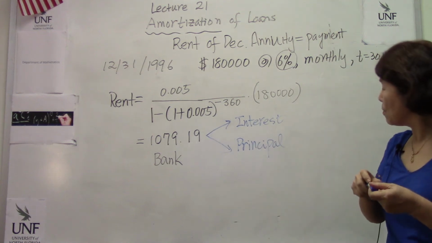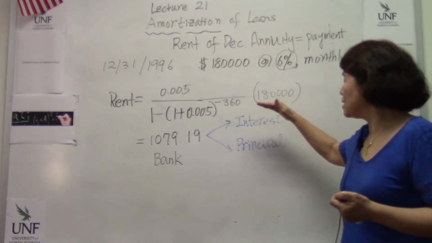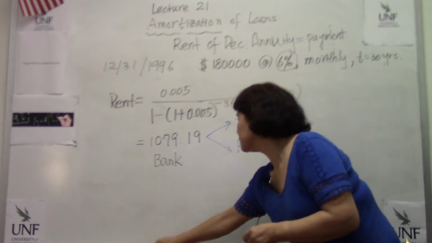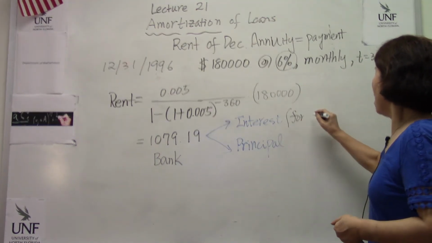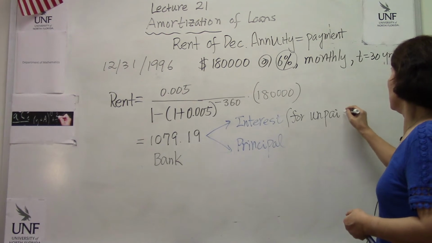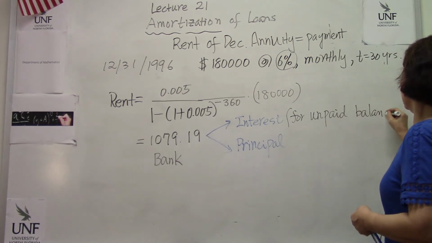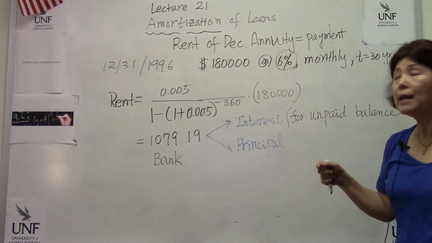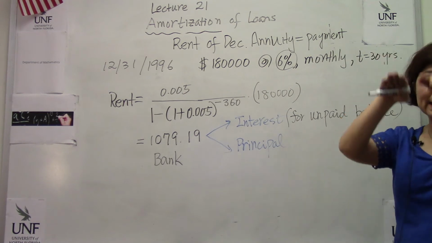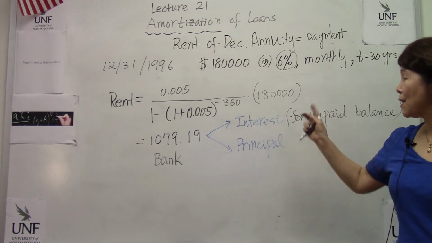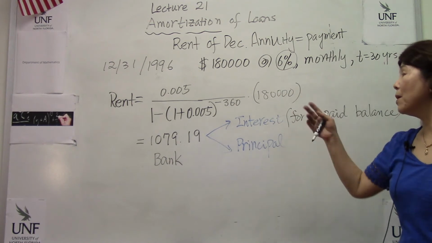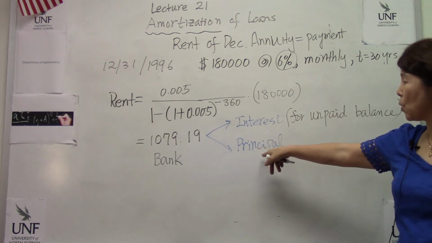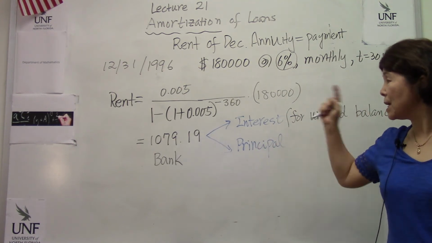Applied because interest is always on the unpaid balance, okay? Interest is for unpaid balance. Each month, some portion of your payment will go to principal. Therefore, this unpaid balance is decreasing. You know what I mean? Therefore, each month, as time goes, interest is going to be decreasing a little bit, and the portion that goes to principal is going to increase a little bit.